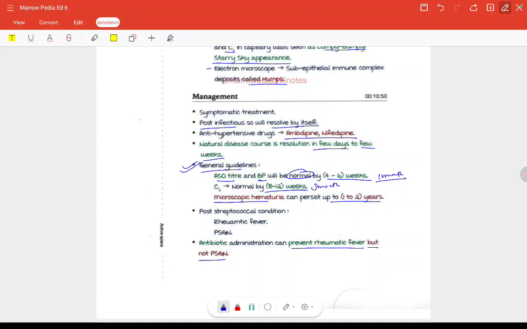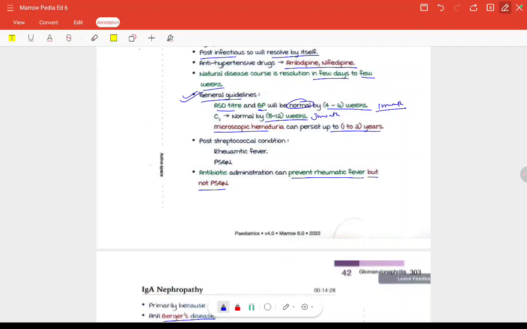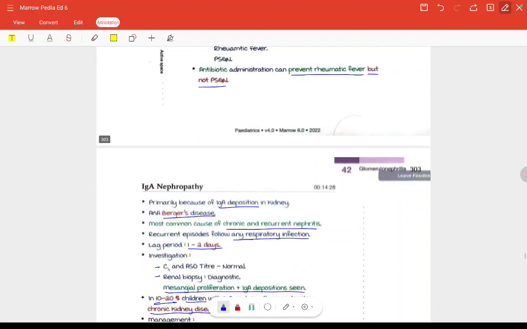Management is symptomatic. It's post-infectious, so it resolves by itself, but to manage the hypertension we will give amlodipine or nifedipine. General guidelines: ASO titer and BP will be normal within 1 month, C3 will be normal within 3 months, and microscopic hematuria can persist up to 1 to 2 years. Antibiotic is given, but it will only prevent rheumatic fever, not post-streptococcal glomerulonephritis.